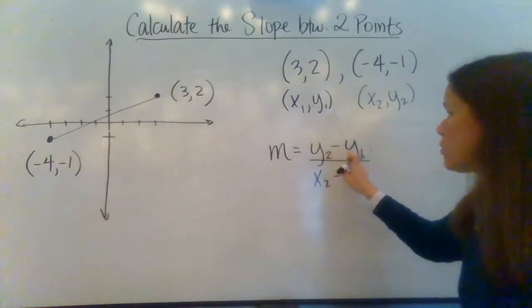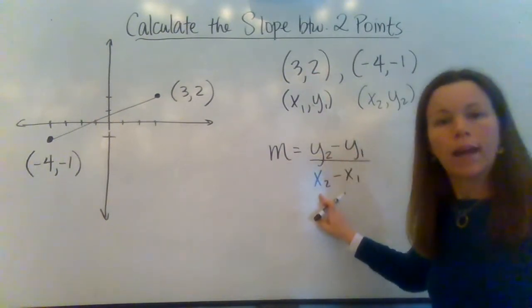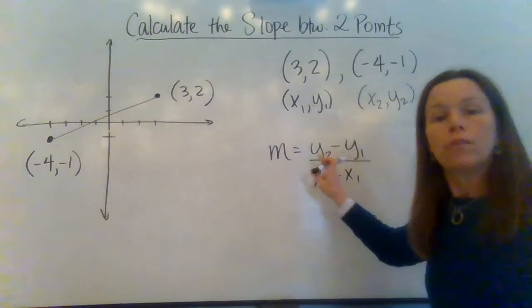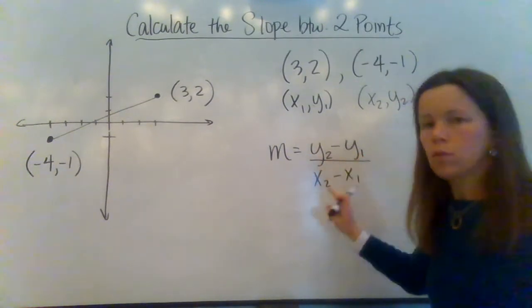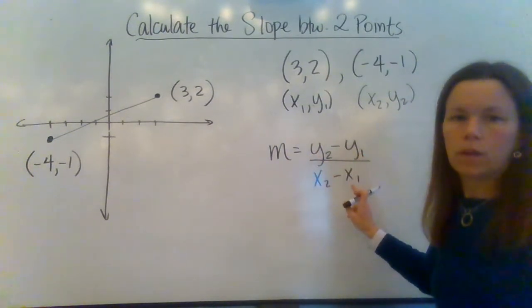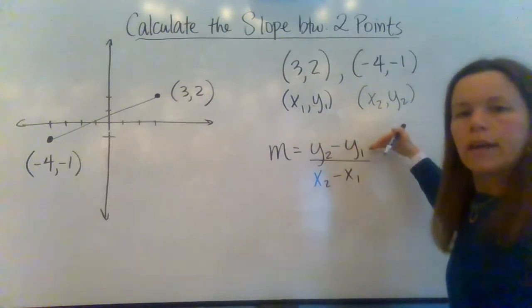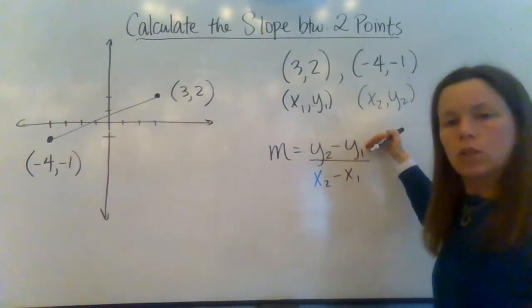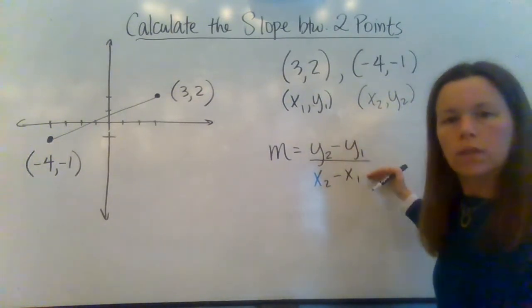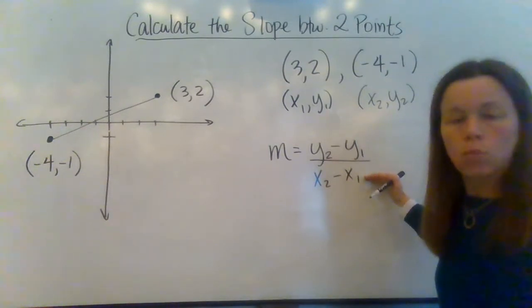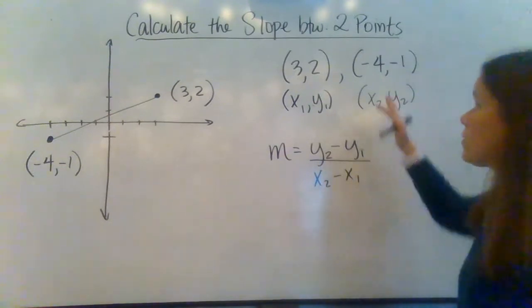So if you do y2 minus y1, then you have to do x2 minus x1. If you did y1 minus y2, then you do x1 minus x2. I think of it as the y's rise to the top. We're always going to do the difference in the y's over the difference in the x's. The change in y over change in x. Okay? Rise over run. So let's do this one.